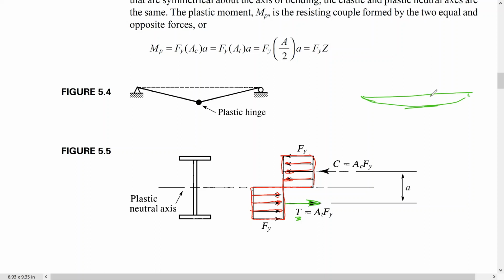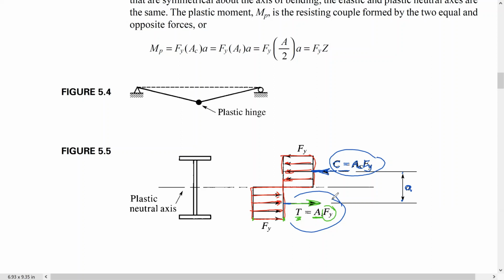So here, guys, this tension force is the area under tension times the yield stress, because this much is at yield stress, okay? And this one here is equal to the compression force, which is the area under compression times Fy, okay? And this is the distance a between the centers of these two forces, the distance between the compression and tension forces, okay?